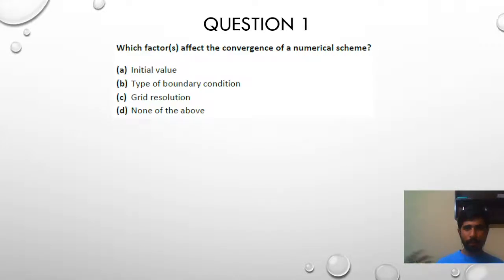Which factors affect the convergence of a numerical scheme? Again this comes to convergence. Convergence means you take some initial guess for a particular temperature, say, then you do iterations and find the final solution. So the question asks, what are the factors which affect the convergence, the way in which you get the final steady state solution. What should be the answer according to you? I want all of you to reply.